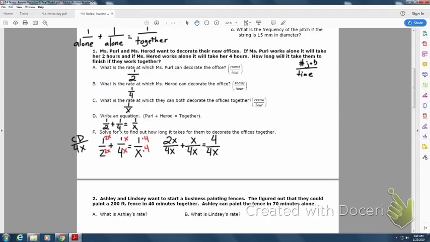If all of my denominators are the same, I don't want you to think that you're canceling them out, but you can think of it as you can ignore the denominators, and you're just going to make a simple equation out of your numerators. So I would have 2x plus x equals 3x. Divide by 3. And if they work together, it would take them 1 1/3 hour.